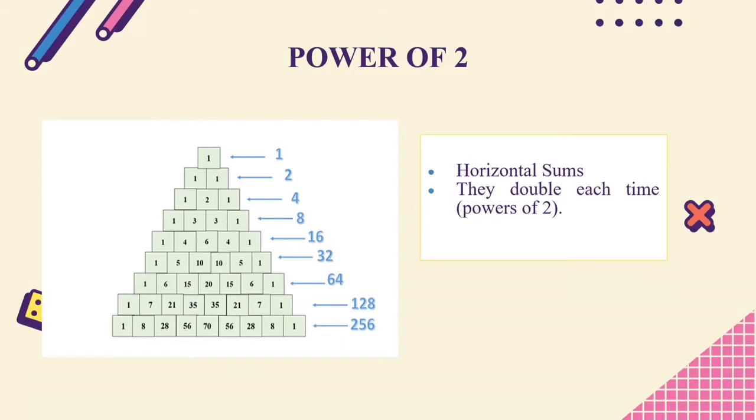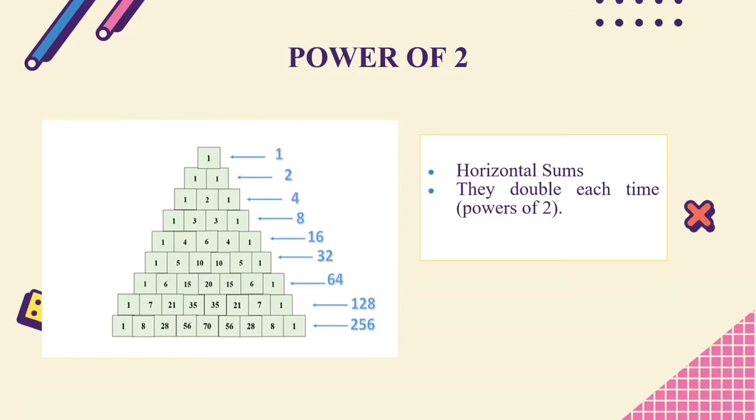Then 1 plus 6 plus 15 plus 20 plus 15 plus 6 plus 1 is equal to 64. Then 1 plus 7 plus 21 plus 35 plus 35 plus 21 plus 7 plus 1 is equal to 128. And lastly, 1 plus 8 plus 28 plus 56 plus 70 plus 56 plus 28 plus 8 plus 1 is equal to 256. So what do you notice about the numbers? The numbers double each time.